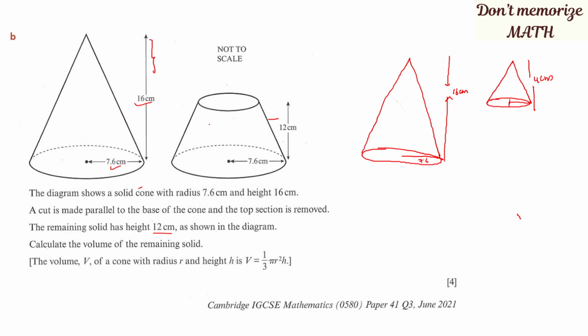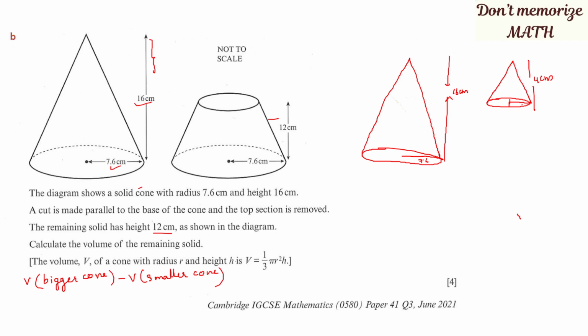We need the remaining solid's volume. We don't have a particular formula to find the volume of this, right? It is not a prism at all. So you can find the volume as volume of the bigger cone minus volume of the smaller cone. Then you will get the volume of the shape. To find the volume of the smaller cone, you need its radius. How to find the radius?